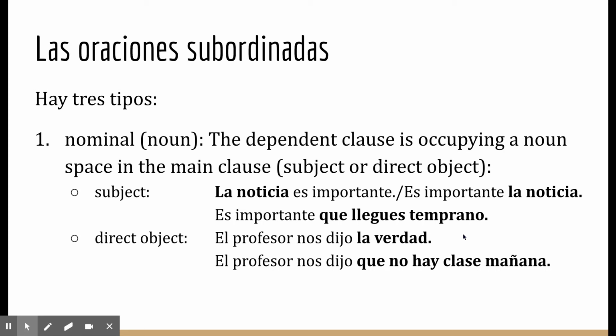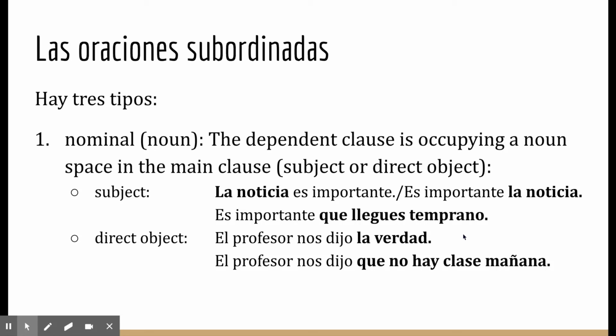And remember that in Spanish, you can rearrange your sentences and put that subject pretty much anywhere. That's not entirely true. But you could say, es importante la noticia. So when we have a dependent clause sitting in a noun spot, we just take our whole clause, the whole part of a sentence, and put it in the spot of the subject. So, es importante que llegues temprano. So now we're not saying the news is important, we're saying that you arrive early is important. And now you have a whole sentence, or a sentence fragment, a clause, sitting in the subject spot, so it's in a noun spot.